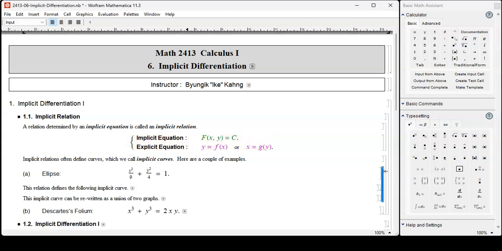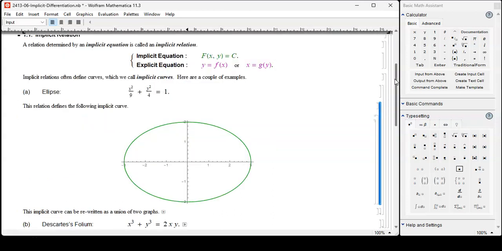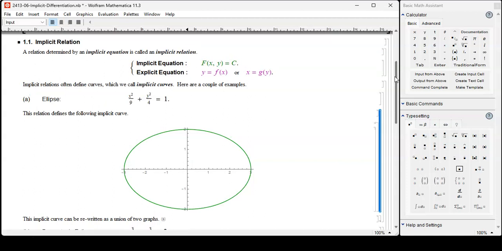Well, here's an example. This visualizes the set of all points x, y that satisfies this relation, x squared over 9 plus y squared over 4 equals 1. This kind of curve is called an implicit curve, a curve given by an implicit relation or implicit equation. And clearly you can see that this is not a graph of a function. It fails the vertical line test. It also fails the horizontal line test. So switching x and y will not solve the problem either.